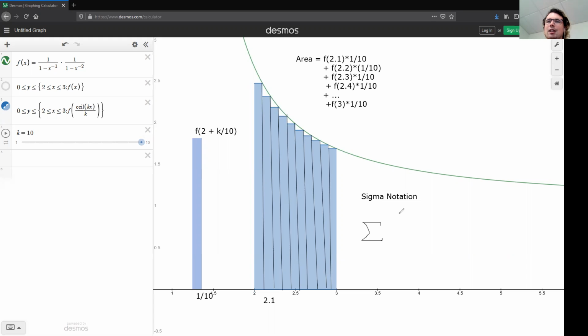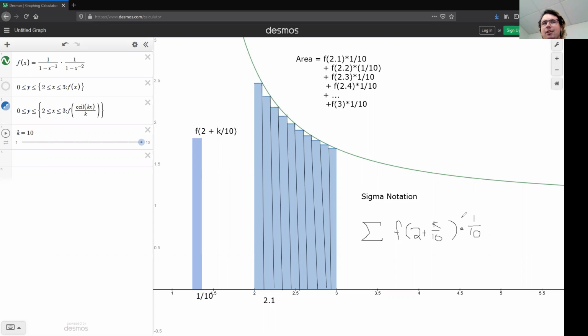So here, I know that each of my rectangles has an area that looks like f evaluated at some number. What number is that? That number is 2 plus k divided by 10. How did I get that number? Well, I got it in my previous video. That's the height of my number k rectangle. What's the width of my number k rectangle? Well, they all have width equal to 1/10. So this formula here is telling us what kinds of numbers we will be adding up.